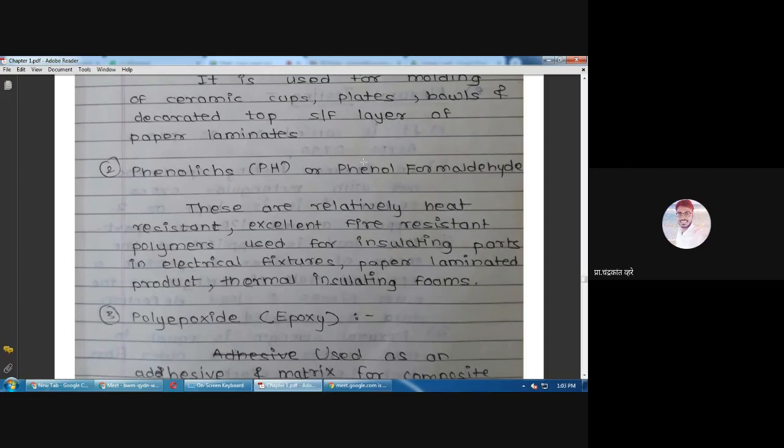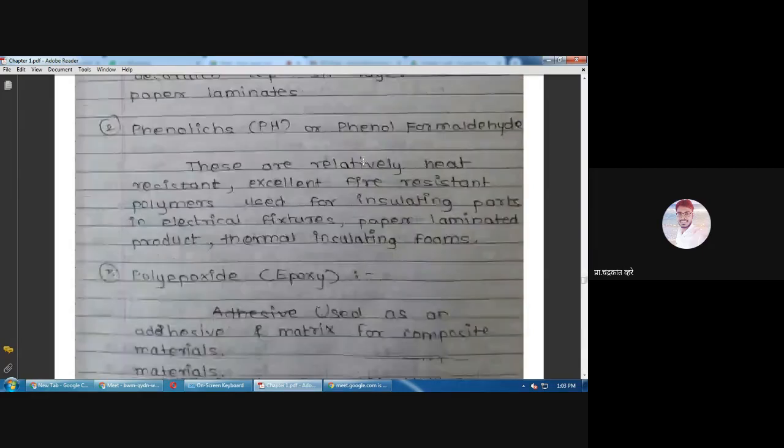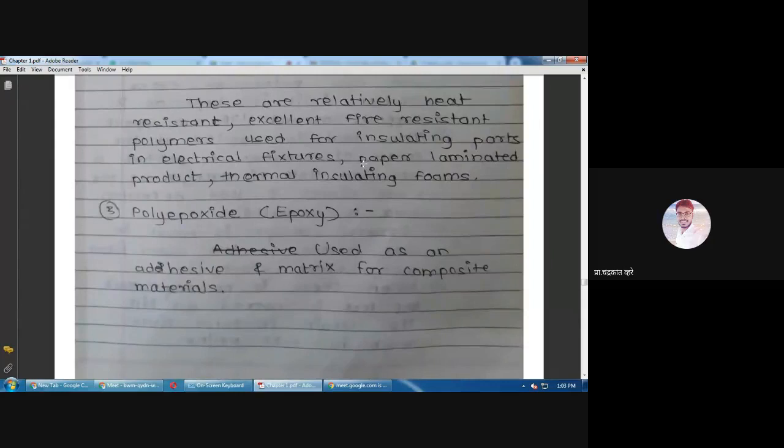Okay, so you have completed it. Go for the third one, polyepoxide. Call it epoxy, which is present in our research and development lab. It is used as an adhesive and matrix for composite material. We have done a number of projects in composite material.